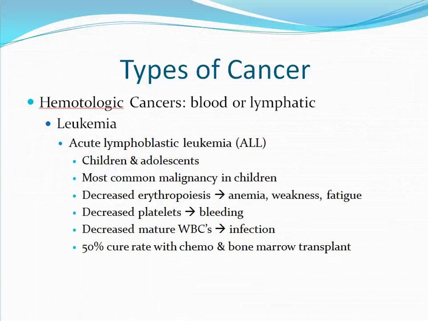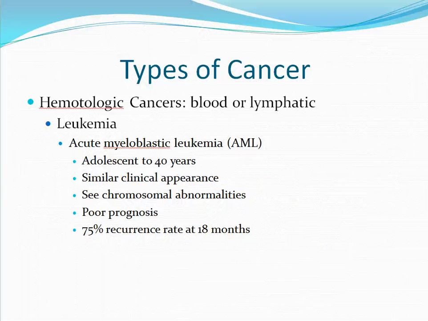We add these into the definitions of leukemia. First, we have acute lymphocytic leukemia, ALL. This is common in children and adolescents. This is the most common malignancy seen in children. You will see decreased erythropoiesis, which will lead to anemia, weakness, and fatigue. You also see decreased platelets, which leads to an increased risk of bleeding. There are also a decreased number of mature white blood cells, which leads to an increased risk of infection. Acute lymphocytic leukemia has about a 50% cure rate with chemotherapy and bone marrow transplant.